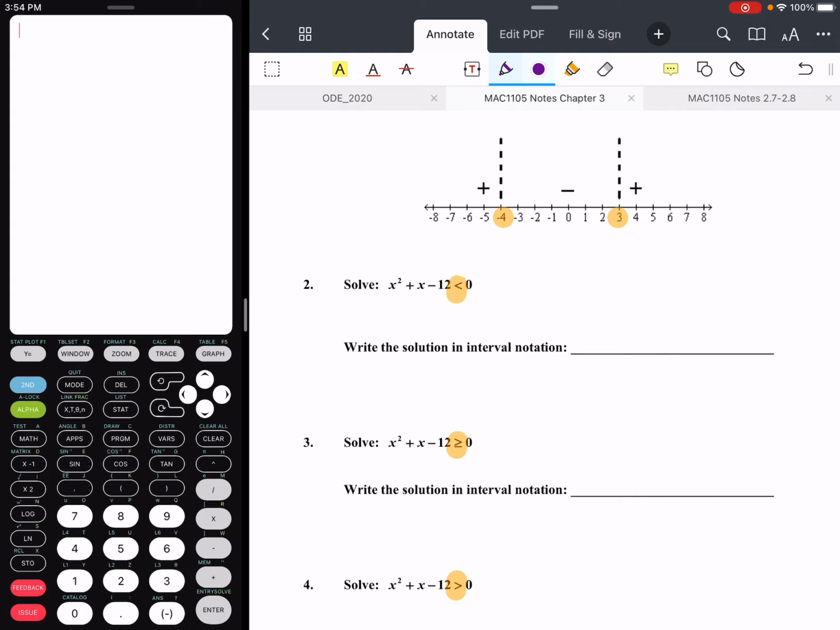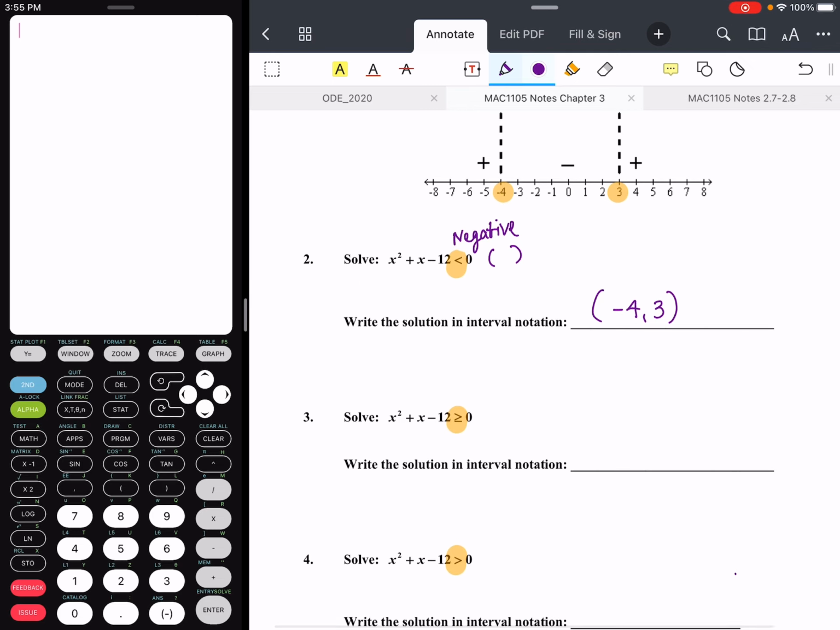So for number 2, x squared plus x minus 12 is less than 0. So now for number 2, I'm again looking for the negative sign on my sign chart, but I'm going to use rounded parentheses because it's strictly less than. So I'm going to go rounded parenthesis, -4, up to 3, rounded parenthesis.